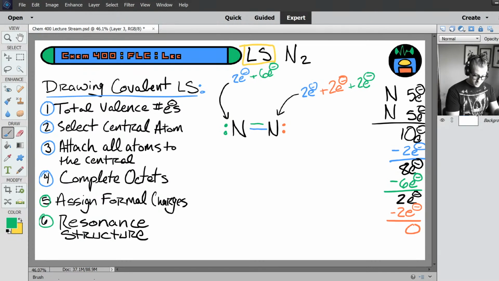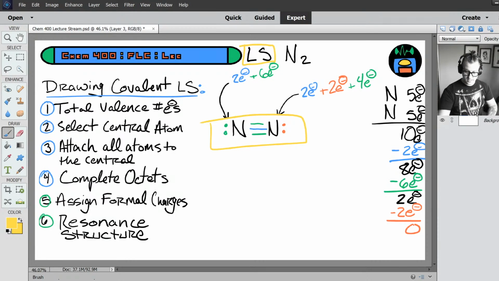We take a lone pair from the nitrogen with a full octet and use it to make a multiple bond. Now the nitrogen on the right has access to 8 electrons. Now our octets are complete. So this is the Lewis structure for N2, and the type of bond that exists between the 2 nitrogen atoms is called a triple bond.